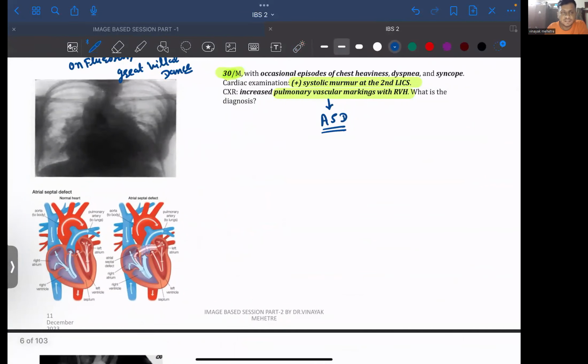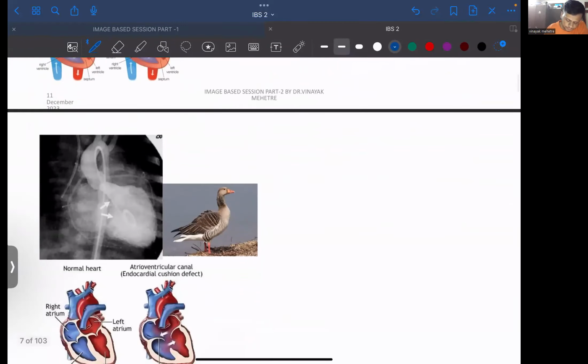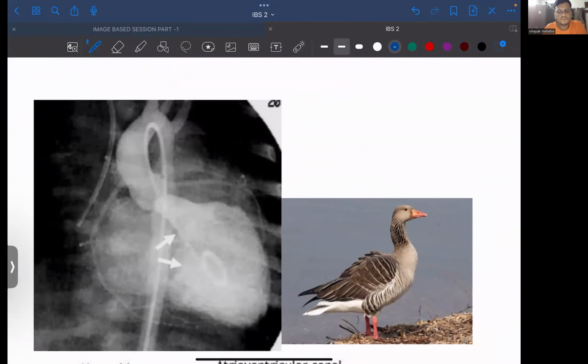Most common type of ASD. Can anybody tell? Is it ostium primum or ostium secundum? What do you think? Every time, remember, yes, it is secundum. Primary comes first, so that's why you will think that it is primum. No, it is secundum always. What is the answer?